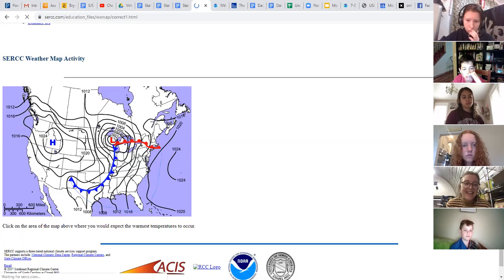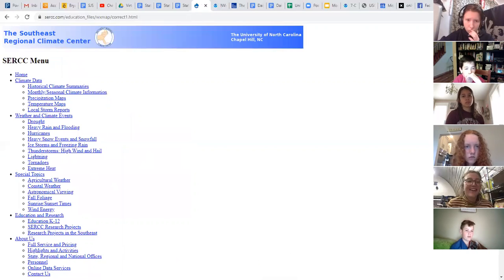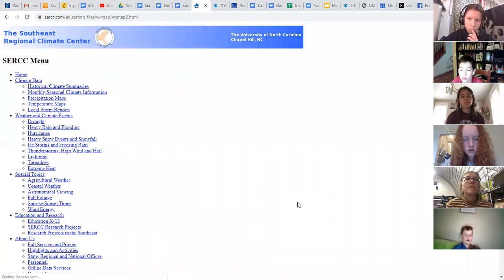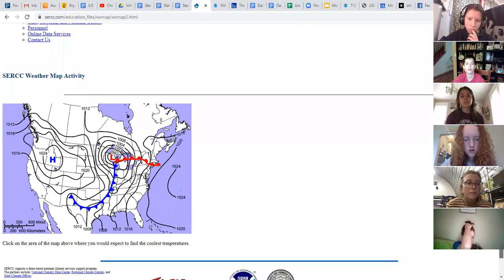Yeah, okay. Perfect. So just for review purposes, the warmest temperatures are found in the warm air mass behind the warm front. So remember, this symbol is a warm front. The semicircles point in its direction of movement, going to the north. Warm air is found behind it. Can somebody, I'll call on you, tell me where we'd expect to find cold temperatures?